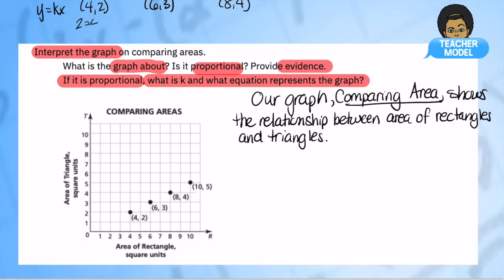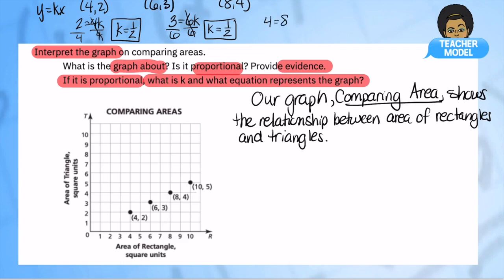2 is equal to 4k. I'm going to divide both sides by 4. And that means k is equal to 1/2. I just simplified 2 over 4 to make 1/2. I'll do the same for the second one. So 3 is equal to 6k. I'm dividing both parts by 6. So k is equal to 3 over 6, or 1/2. So far, pretty constant.